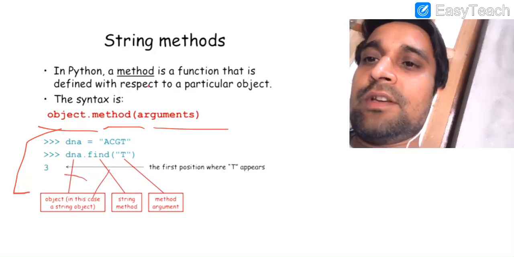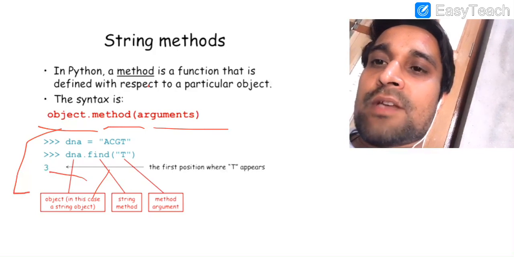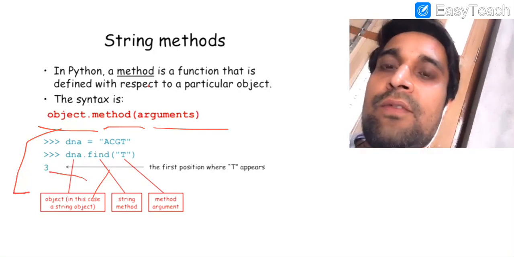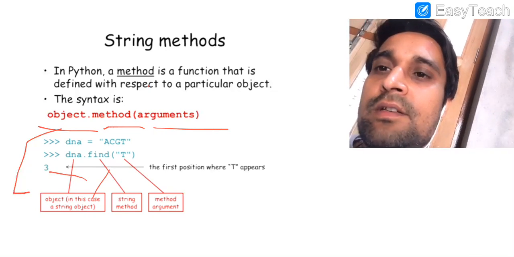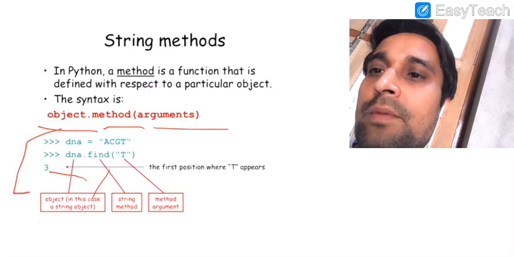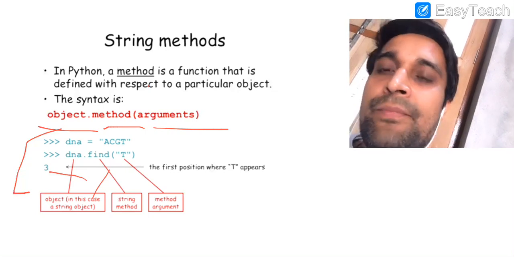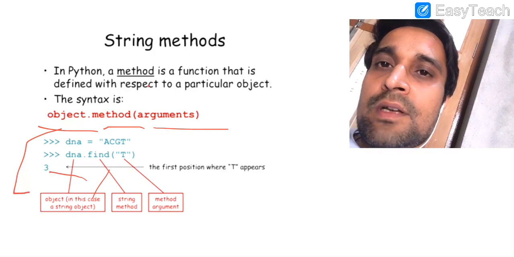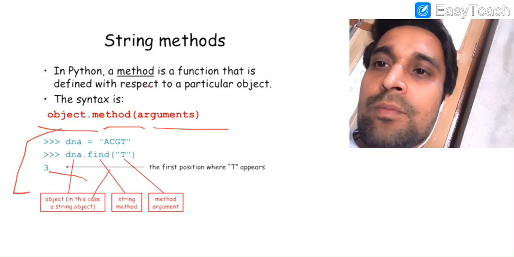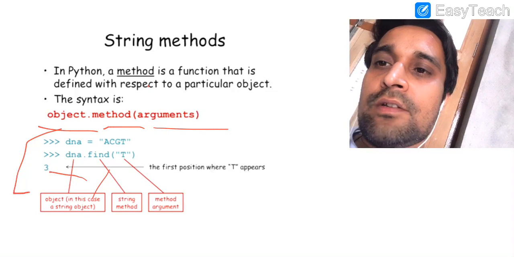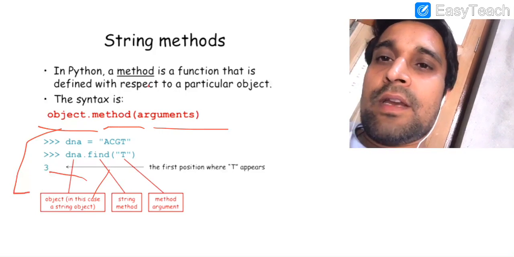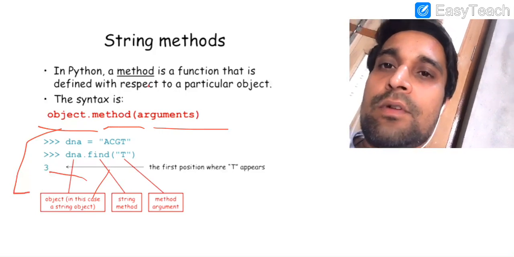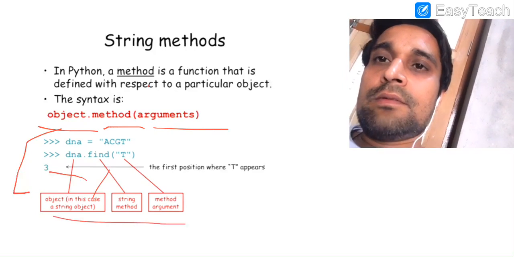Then we are using the find function with DNA, and in brackets we have passed an argument that is T. What the find function does is return the index of the character that you pass in the argument, so T is stored at index 3. But if you pass a substring as the argument with find, then it will return the index of the first character of the substring, if that particular substring is available in the original string. Fine.